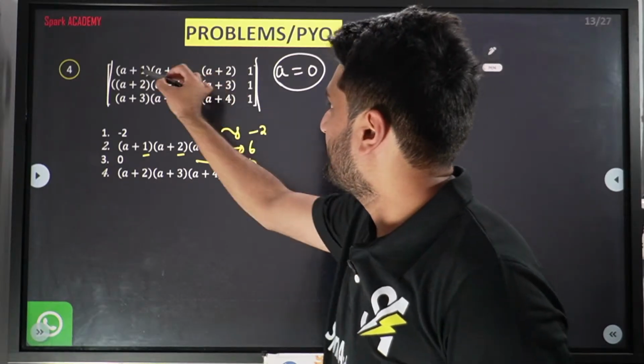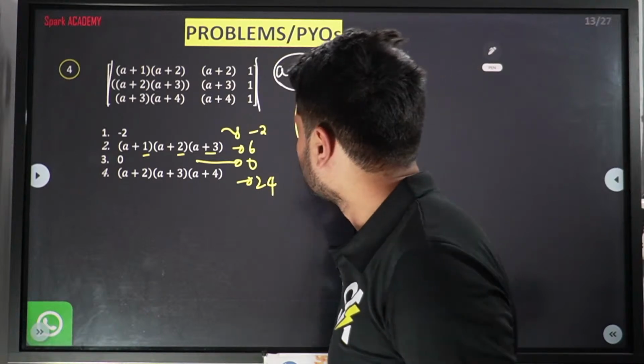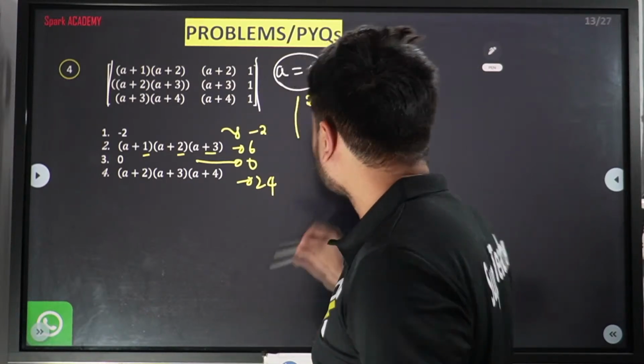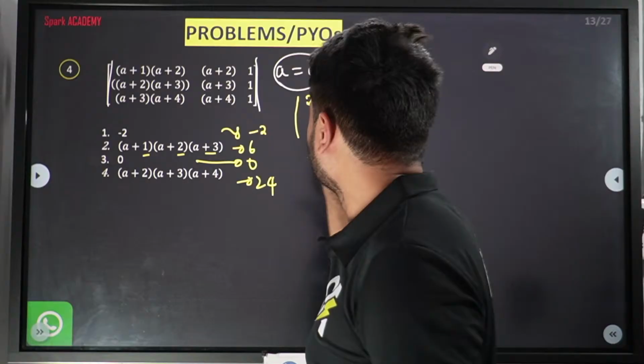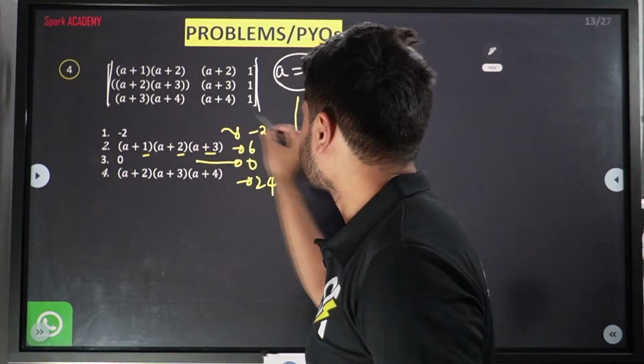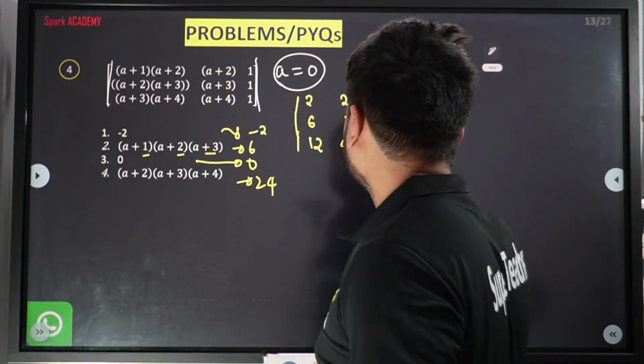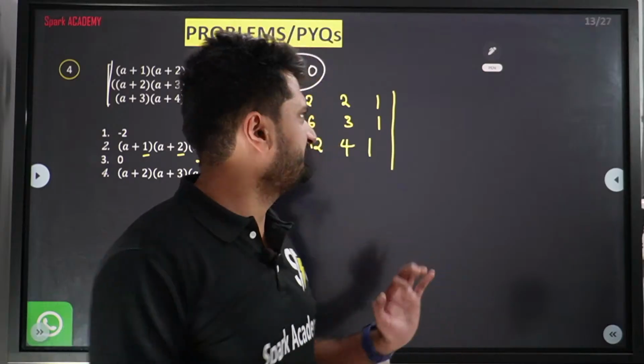So assuming 0, this is nothing but 1 into 2 which is 2. This is 2. This is 1. 3 into 2 is 6. This is 3. This is 1. This is 3 into 4, which is 12. This is 4. This is 1. So now let's find the determinant here.